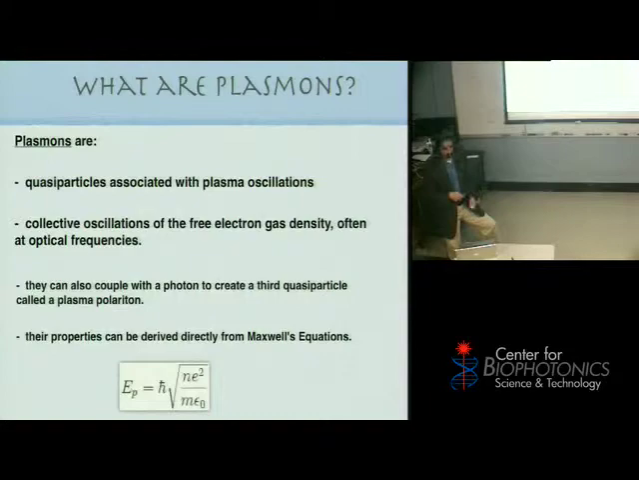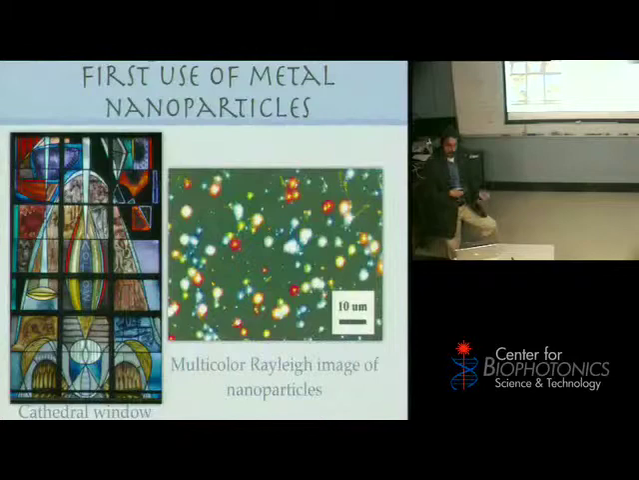And plasmons have very interesting properties. Metallic nanoparticles are where you can generate these plasmons. For example, they scatter light very strongly, and this has been used even in the Middle Ages for cathedral windows, giving the bright, very non-fading color. These are just metal particles in there, and different sizes would give you different colors. And this is all based on how the light interacts with these metallic spheres.